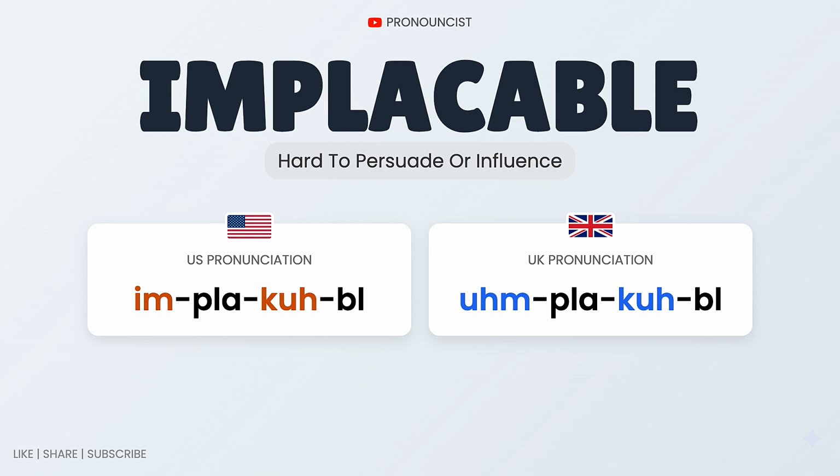Implacable. US starts with im. UK starts with. Practice repeatedly and you'll soon be able to say this word perfectly. The best way to practice is to repeat the syllable multiple times.